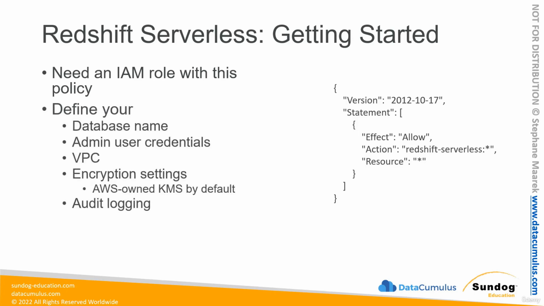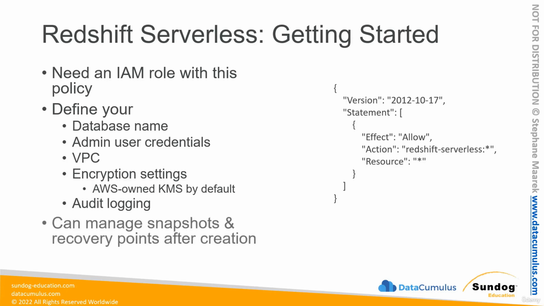Once you have that, though, when you're setting up your new Redshift Serverless cluster, all you need to do is tell it what your database name is, the user credentials for your admin user, which VPC you want to be running within, any custom encryption settings you might want to use. By default, it's just going to use an AWS-owned KMS key, which is usually fine, and any special settings that you might want for audit logging. But that's it. You just fill out one page of that information, and you have a Redshift serverless cluster waiting for you to use it, which is kind of awesome.